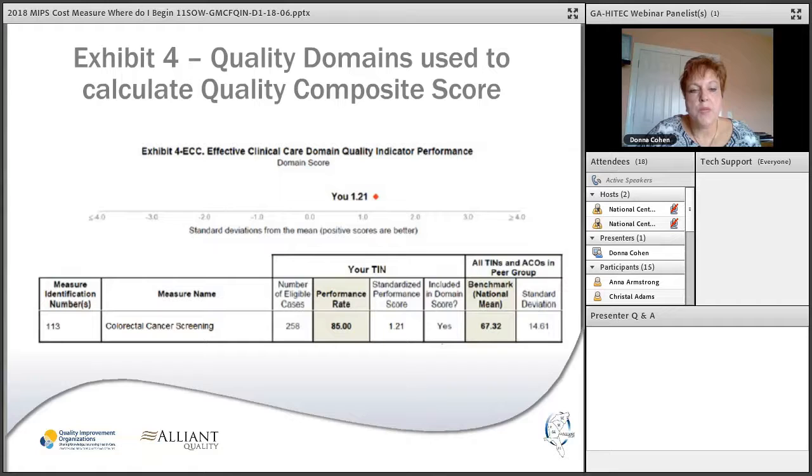So Exhibit 4 actually breaks down this PQRS data a little bit more and shows you the specific measures. For example, this was a colorectal screening measure, and the performance rate for your TIN was 85%. And then over on the far right, you see the benchmark, which was 67.32. So as far as the quality composite score, the graph at the top, you were at 1.21, which again is above that 1.0, which would mean that you would have a positive adjustment.